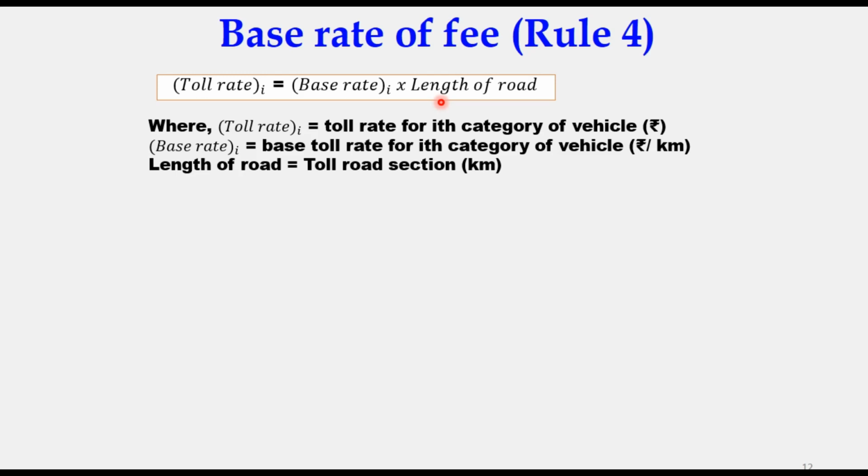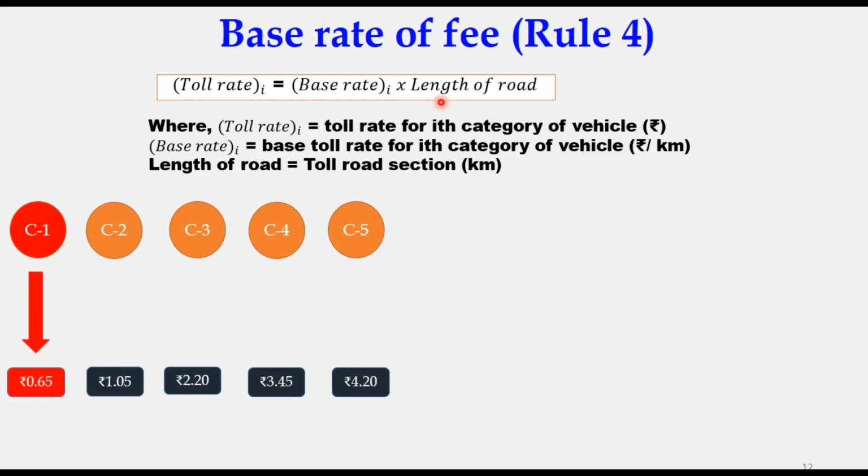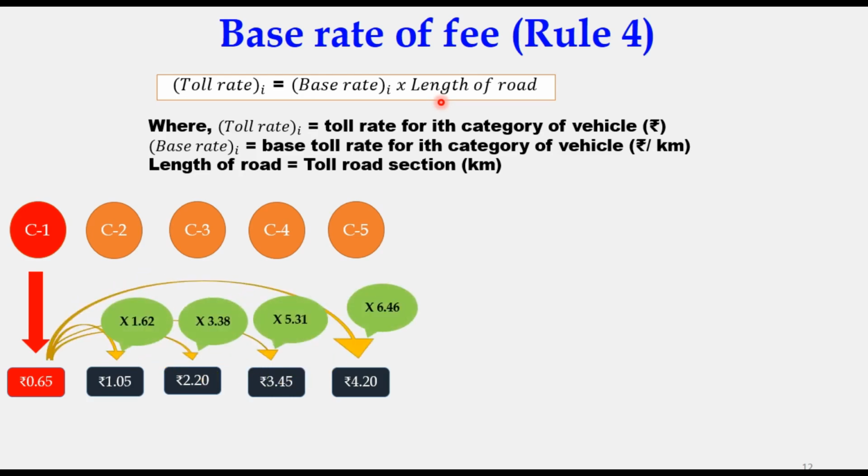And this base rate depends upon the category of the vehicle. 5 categories of vehicles are given in this Rule 4. One is C1, which is car, jeep, and C2 is light commercial vehicles or light goods vehicle or minibus, and similarly C3, C4 and C5. Base rate for car is 65 paisa per kilometer, and these are the multiplying factors for different categories of vehicles.